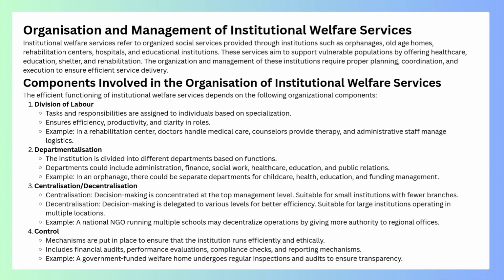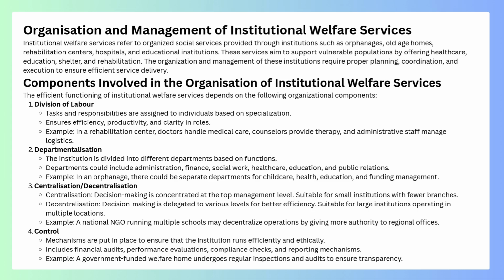Organization and management of institutional welfare services. Institutional welfare services refer to organized social services provided through institutions such as orphanages, old age homes, rehabilitation centers, hospitals, and educational institutions. These services aim to support vulnerable populations by offering healthcare, education, shelter, and rehabilitation. The organization and management of these institutions require proper planning, coordination, and execution to ensure efficient service delivery.